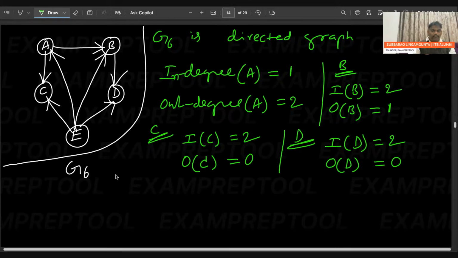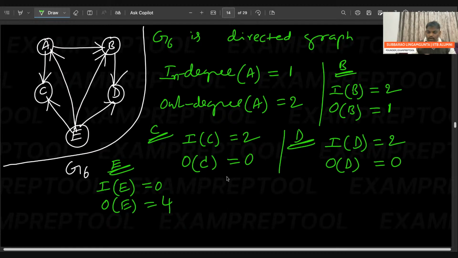Let's go to E. Everyone observe E also. What is the in degree of E? How many people are coming inside? No one. What is the out degree of E? How many people are going out of E? 4 people. So the people who are coming inside is the in degree, and the people who are going outside is called out degree. Suppose directions are not there, no in degree, no out degree, simply degree. For a directed graph, in degree and out degree. For an undirected graph, simply degree.